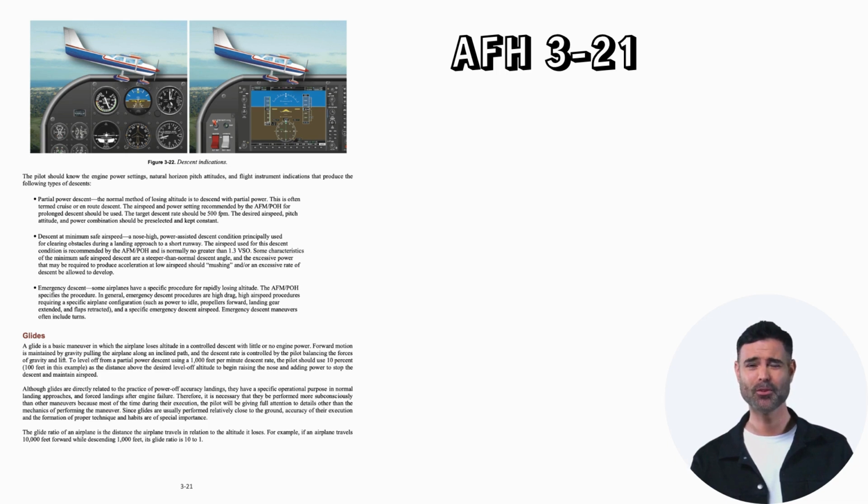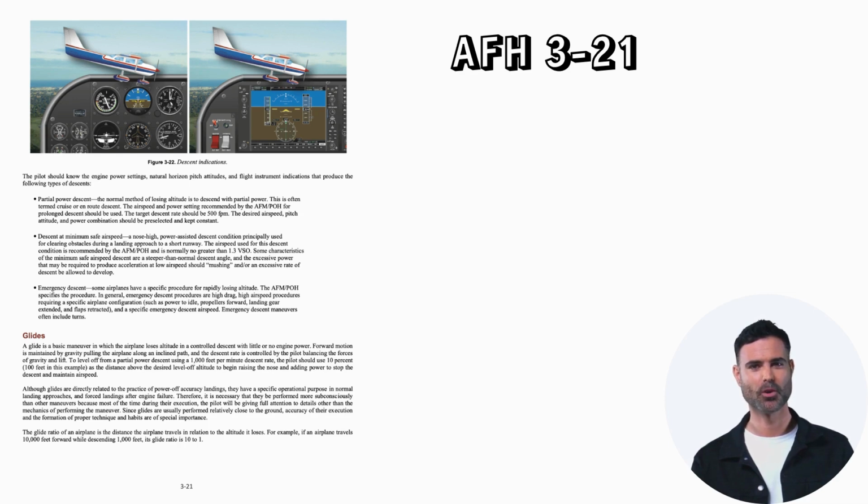Although glides are directly related to the practice of power-off accuracy landings, they have a specific operational purpose in normal landing approaches and forced landings after engine failure. Therefore, it is necessary that they be performed more subconsciously than other maneuvers, because most of the time during their execution, the pilot will be giving full attention to details other than the mechanics of performing the maneuver. Since glides are usually performed relatively close to the ground, accuracy of their execution and the formation of proper technique and habits are of special importance.